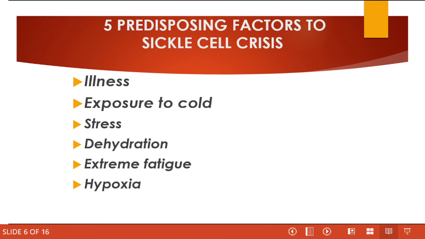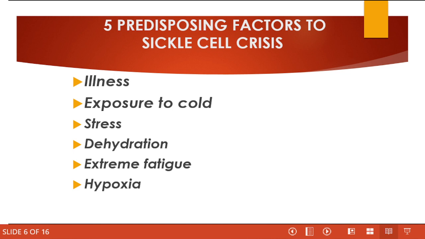Dehydration. When a person is dehydrated, blood becomes viscous or thick, and the thickness in blood increases the rate of agglutination of sickled cells. By that I mean the red blood cells that are sickle-shaped begin to attach and agglutinate. Hence, this can cause blockage of a blood vessel that supplies a vital organ and cause crisis.